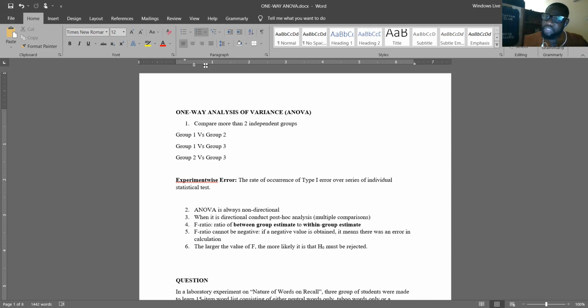Another key thing you need to know when it comes to the F ratio that you will be computing is that there's no way the F ratio should be negative. The value that you are computing shouldn't be negative. It should always be positive. The moment you calculate your F ratio and you realize that it is negative, that should signal to you that you made a mistake somewhere or there's something wrong with your calculation.